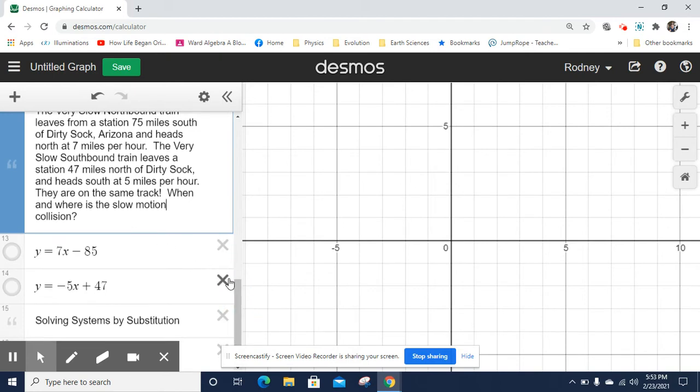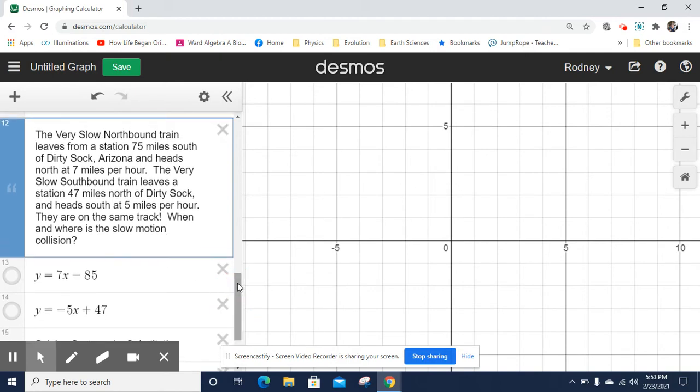So we can very easily come up with equations for this. We have two equations. We have an equation for the northbound train, which is going north at a rate or slope of 7 miles per hour. So there's my slope, 7. And we have a starting point, which is often a y-intercept, of 75 miles south. And since that's in an opposite direction, I'm going to use a negative for that. So y equals 7x minus 85.